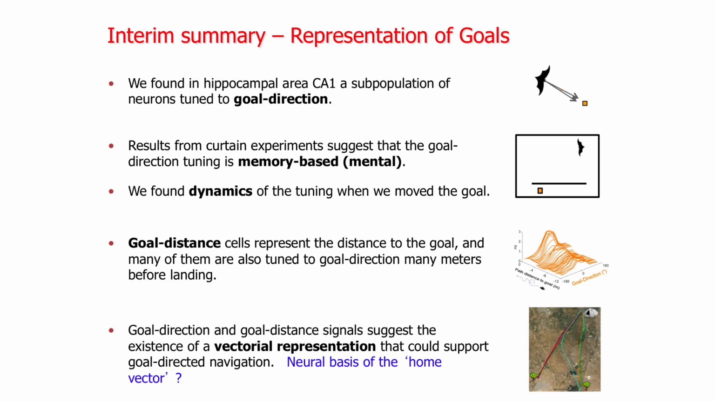And you might speculate that this could be a neural basis of the home vector, this notion that has been proposed for many animals, from insects to birds to rodents to humans, that a lot of animals can compute vectors to locations in space. Here are neurons that seem to do that.